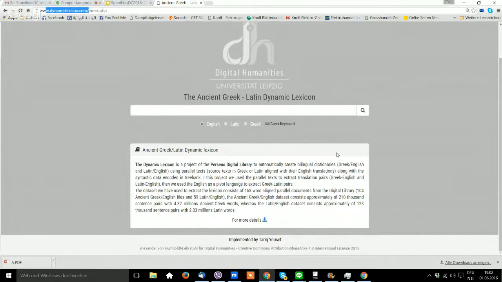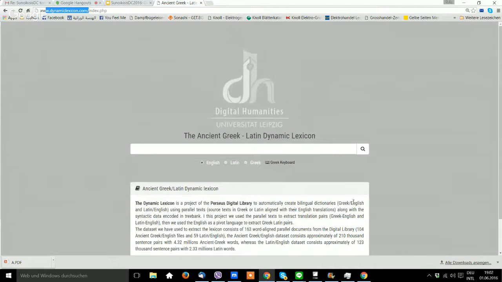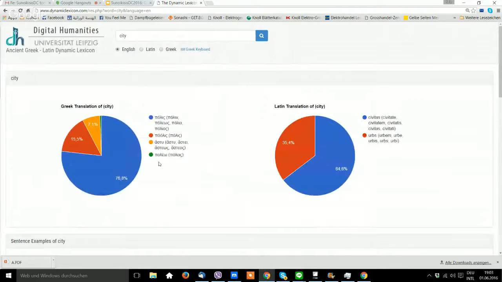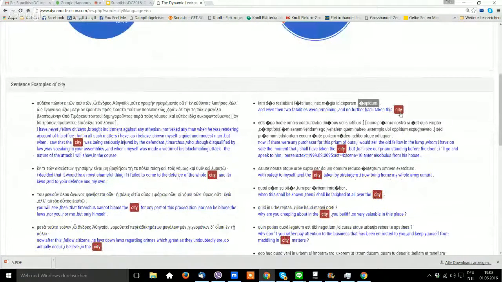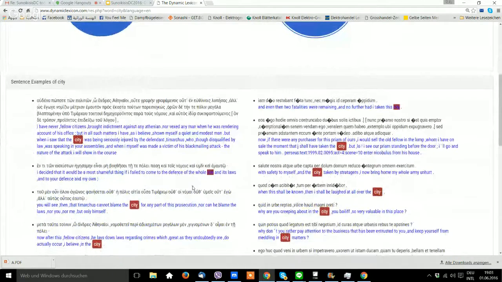Here we have a user interface to present our results. We can write a word, for example city, and select the language, English, and we can see the results. City is aligned to civitas. Here I took the lemma, as I said, since lemmatization gives better results. And here we can see the examples from our corpus, with the aligned text.